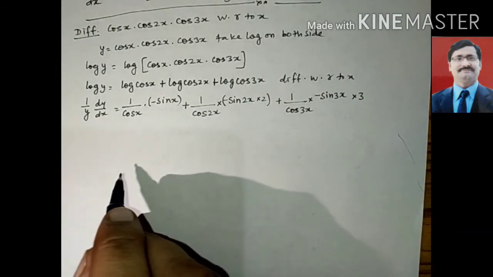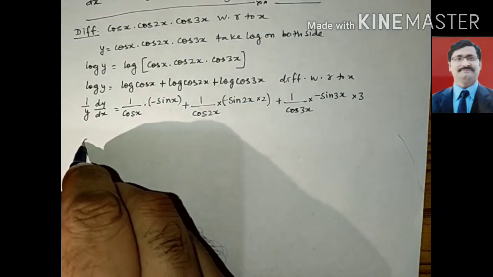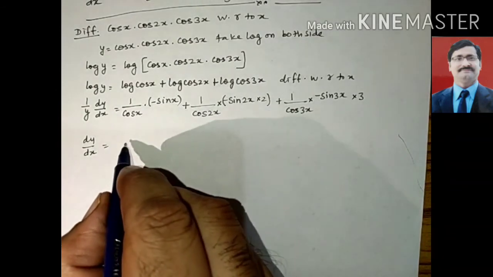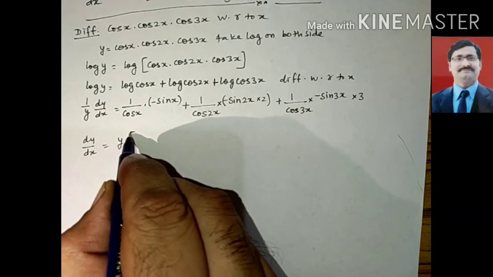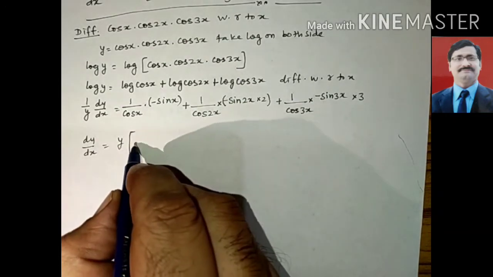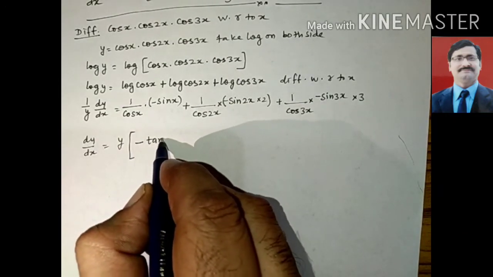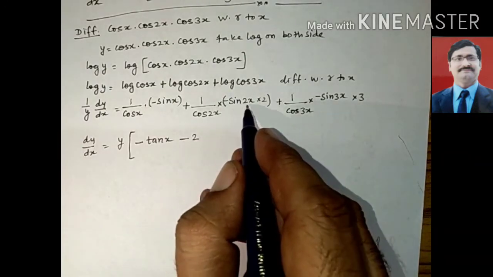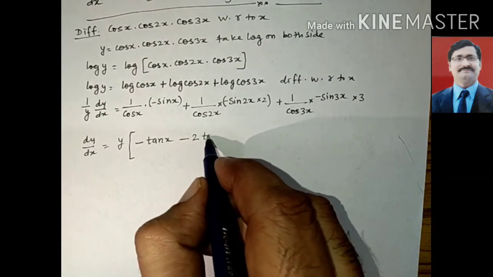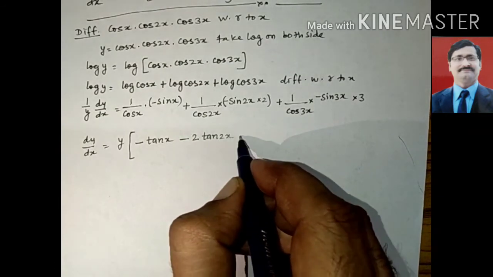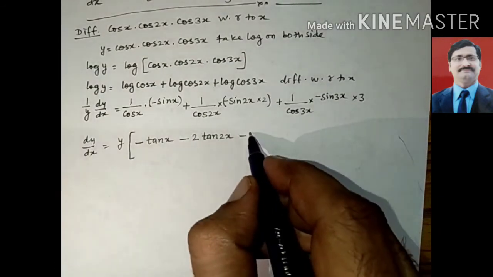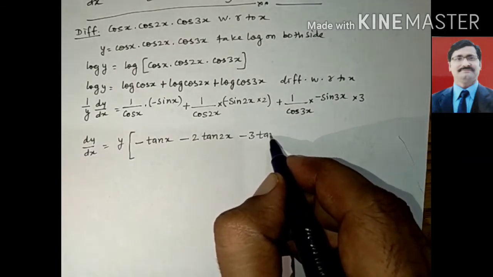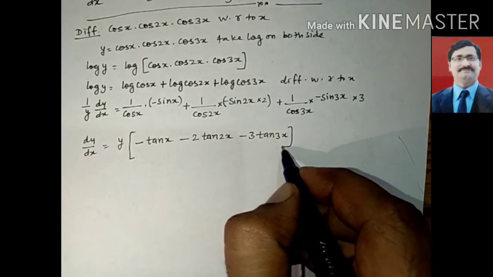You write this in a proper way. Look here, this dy by dx you can write as: sin x upon cos x is tan x, so minus tan x. Similarly here minus 2, and sin 2x upon cos 2x you can write as tan 2x. Next you can write 3, and sin 3x upon cos 3x is tan 3x. All understand this?